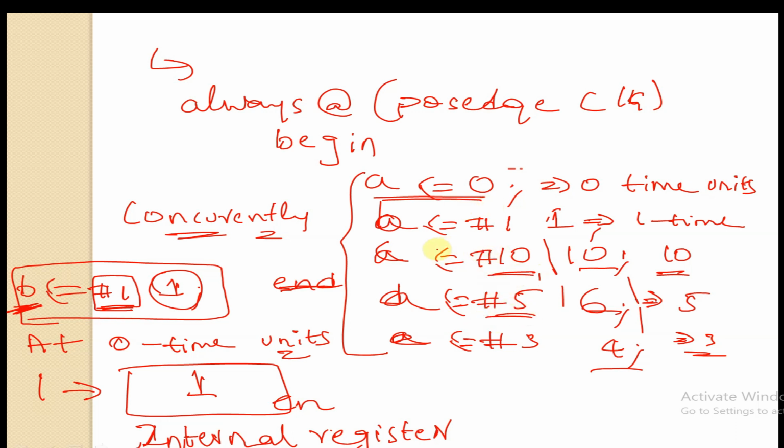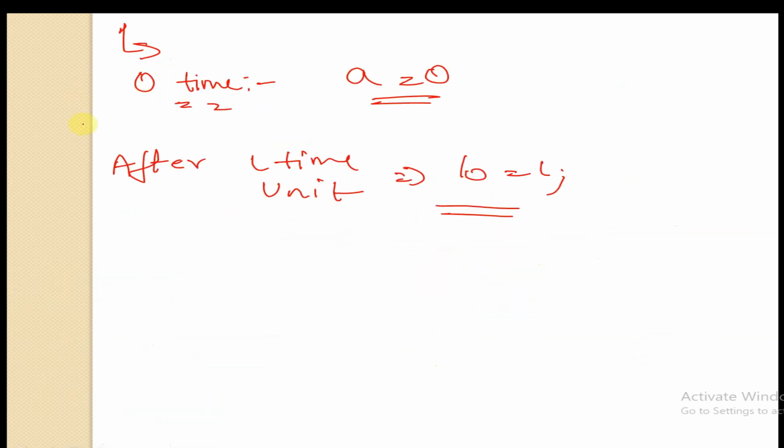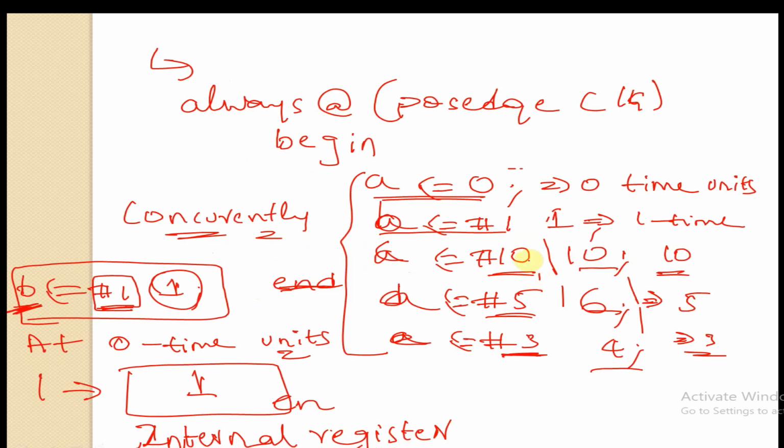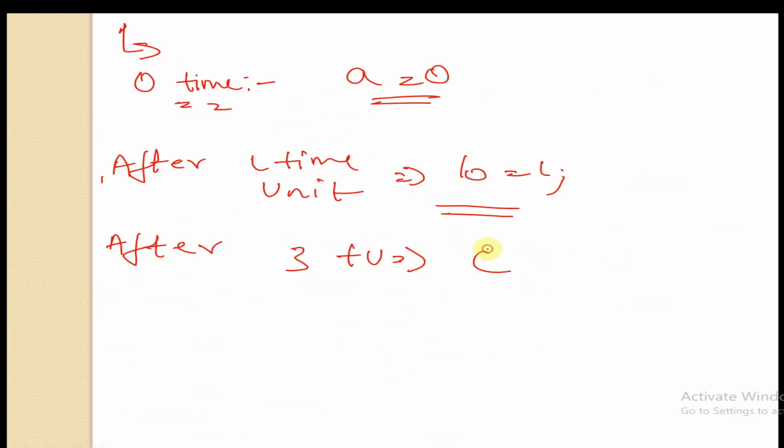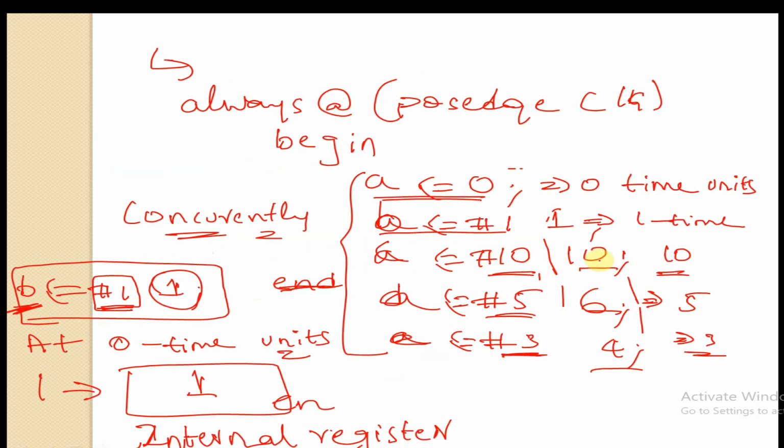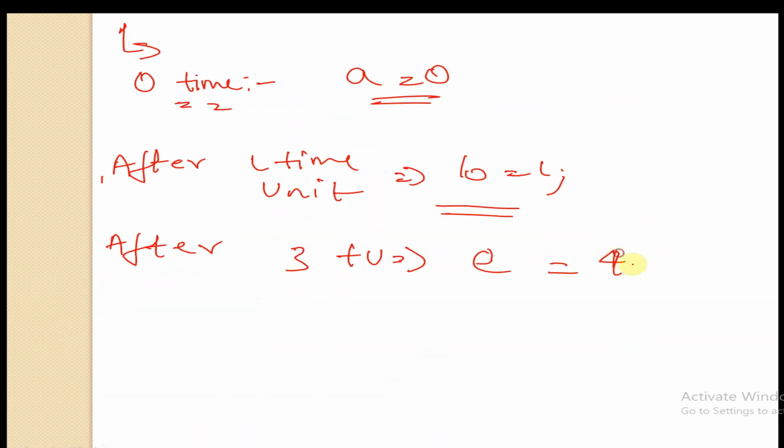So here at the output we will get a is equal to 0, and after 1 time unit we will get b is equal to 1, and here 3 is the least delay after 1. So after 3 time units, we will get, A, B, C, D, E, the value of E, which is equal to 4.